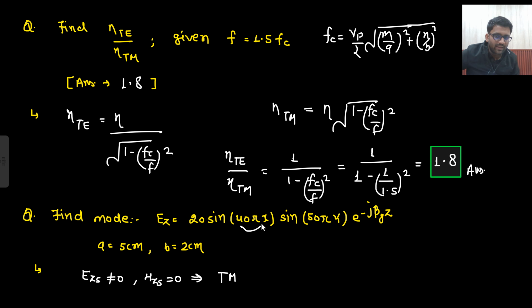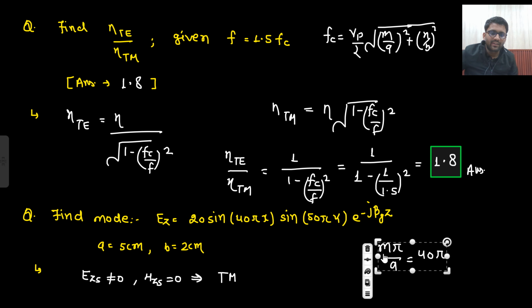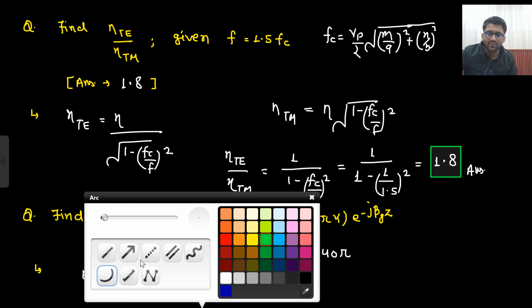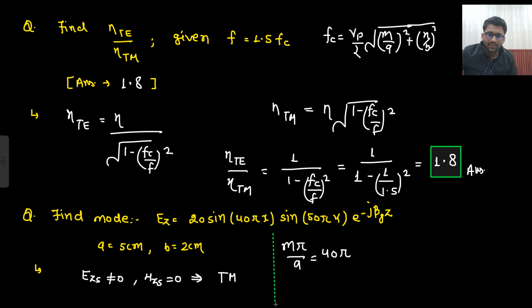So what you can see here, what is written? M pi by A is equal to 40 pi. And what is A? A is 5 centimeter. So pi and pi get cancelled. From here the M value is 40 into 5 centimeter, that is 2. This is your M value.